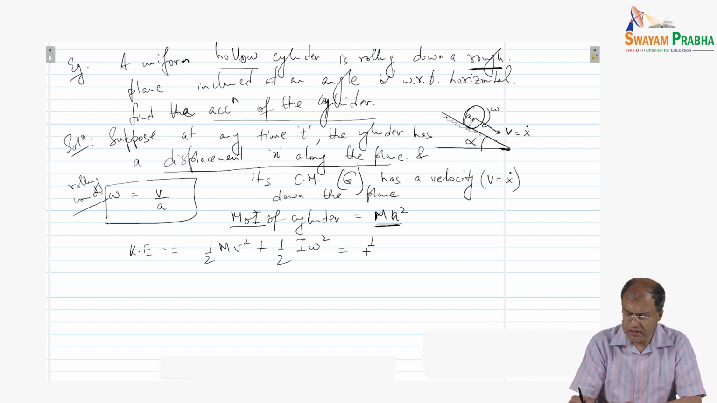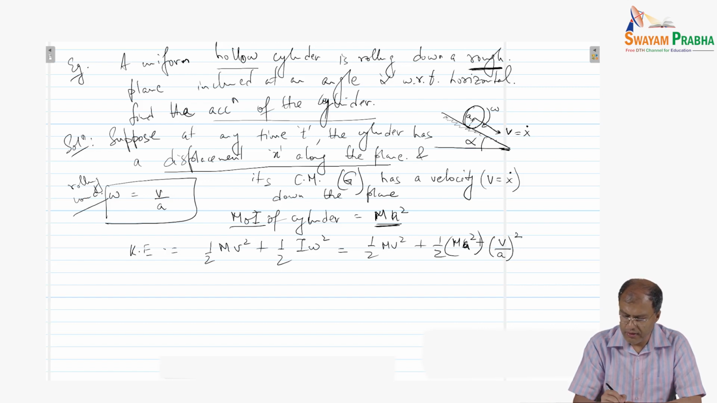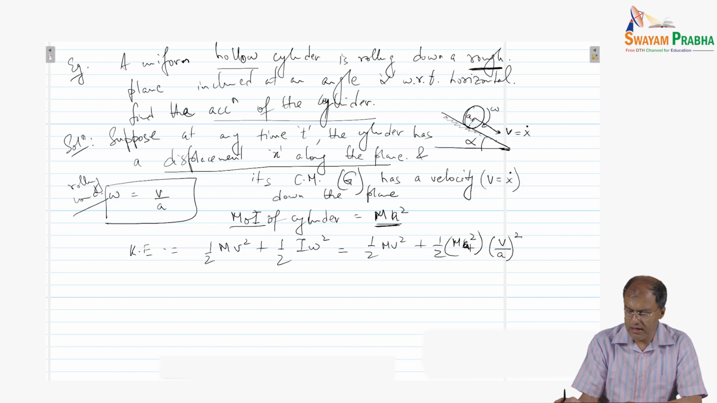square, which is half mv square plus half ma square, which is the moment of inertia of the cylinder, times v over a, right? So v over a whole square. Okay. So then we can process everything out, and we are going to get that this is mv square.